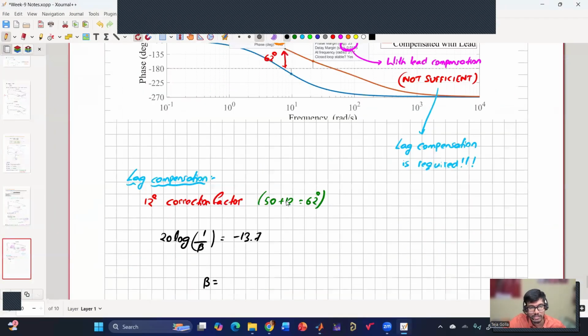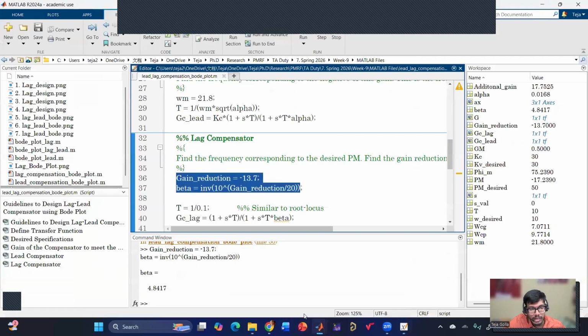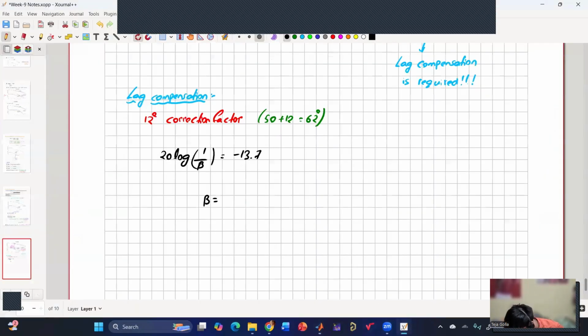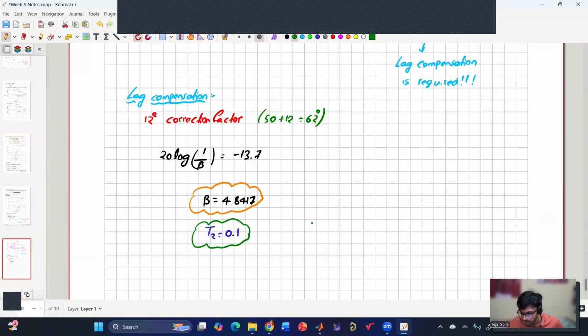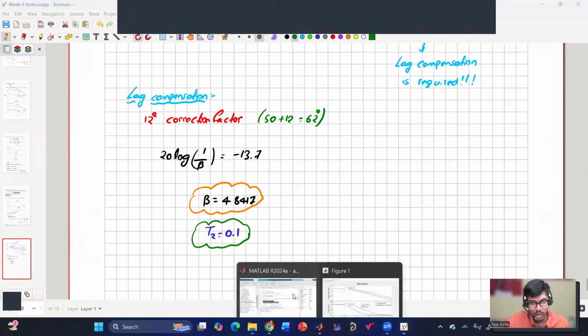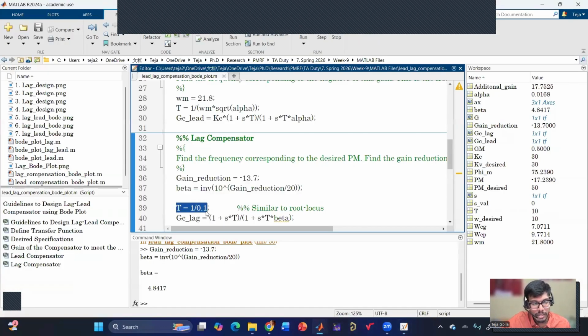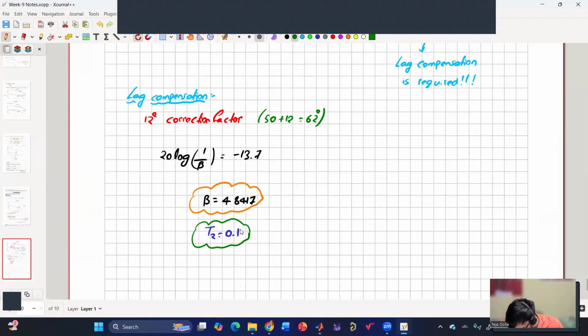So my calculations are fine. Beta is 4.8417, which is nice. Now, for T, I am assuming 0.1. It's a small guess. We are not designing basically. Trying to keep it closer to the imaginary axis, just like a root locus. So I have taken T to be 1 by 0.1. Sorry, this is omega. So this is 0.1 inverse.